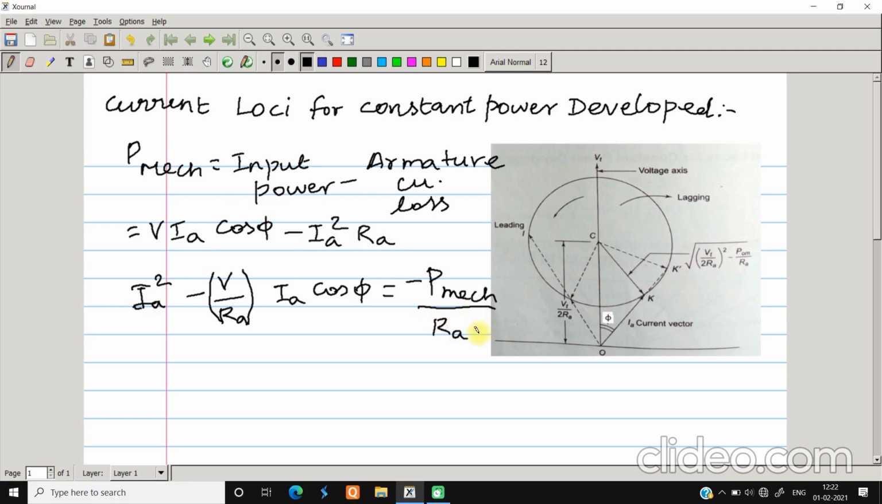Since this equation seems to be similar to the cosine rule, in order to convert it into an equation that represents the cosine rule, we will add V by 2Ra the whole square on both sides, so that this equation becomes a cosine rule equation. So in order to do that, add V by 2Ra the whole square on both sides.